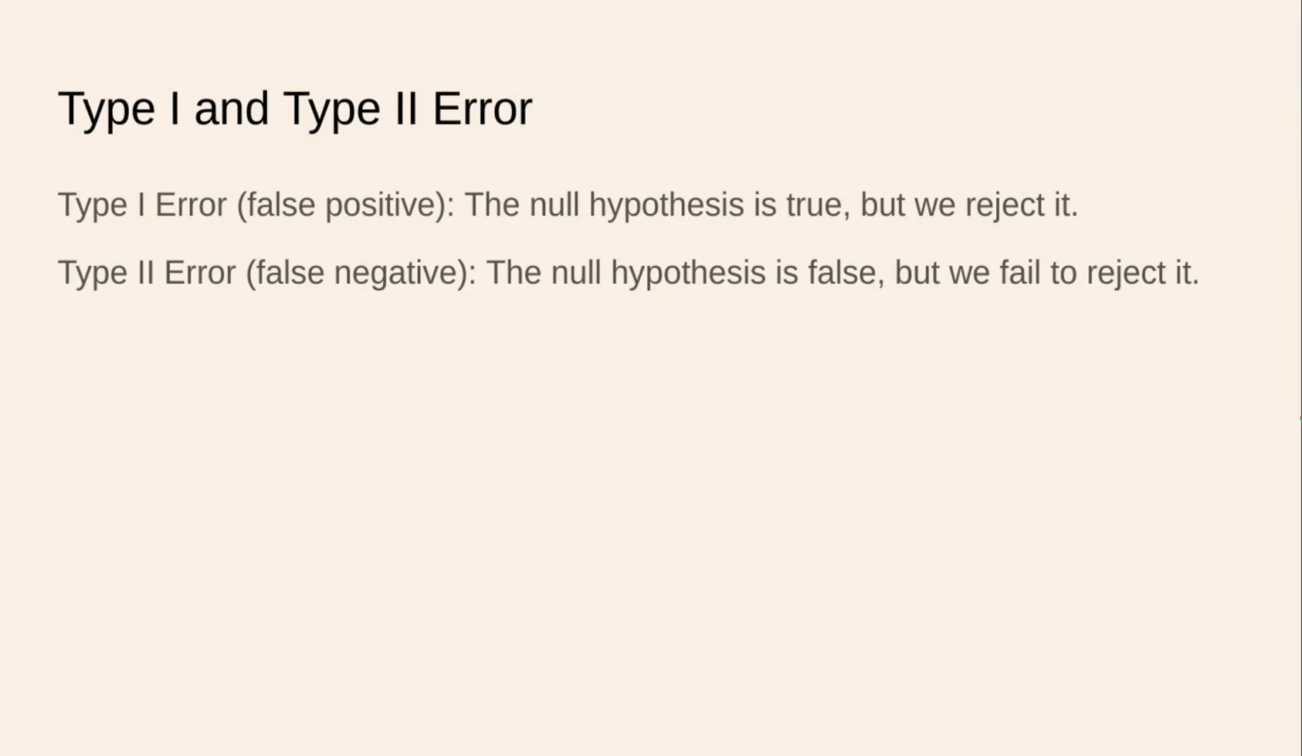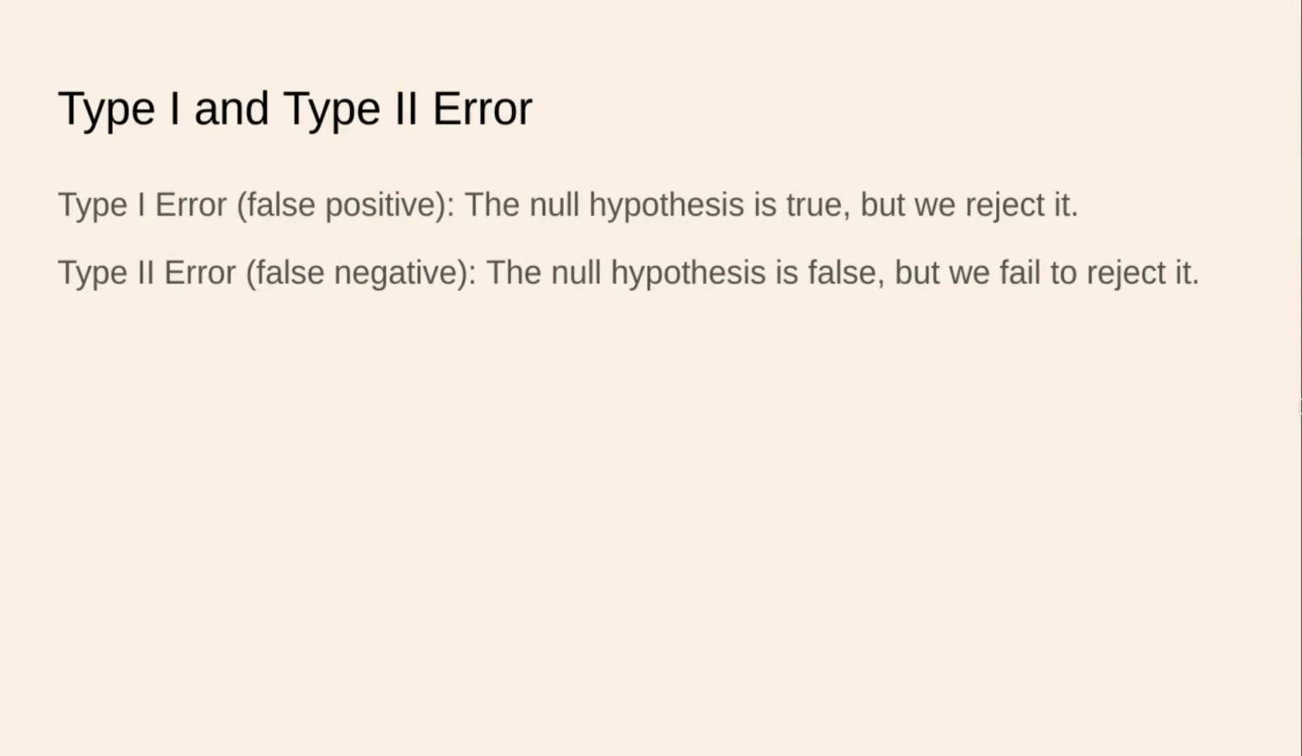So type 1 error, we call this a false positive. That is when the null hypothesis is true. The null hypothesis is what we should not reject, but we make the mistake of rejecting it. So that is called type 1 error. Type 2 error we call a false negative, and that is when the null hypothesis is in fact false, but we fail to reject it.